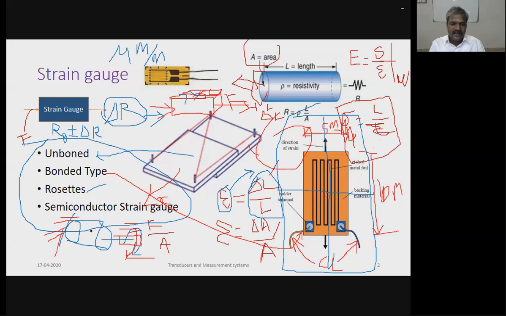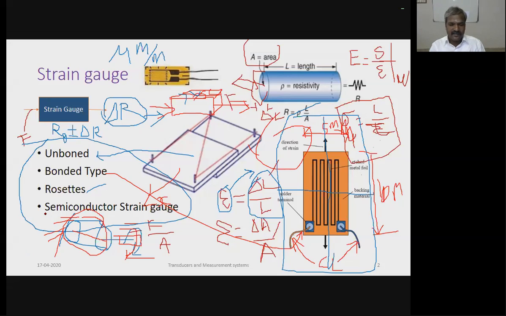So for that, we cannot find the exact line of action for strain. In that case, there will be a distributive force, and a distributive strain is developed. To detect a distributive strain, we have to go for rosettes. We will see the different types of rosettes later.